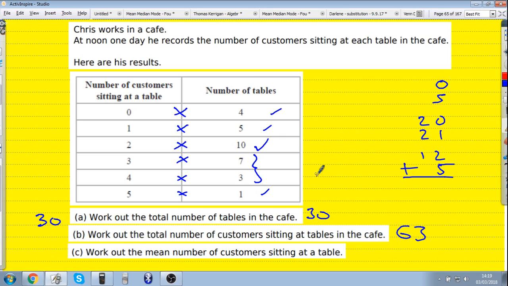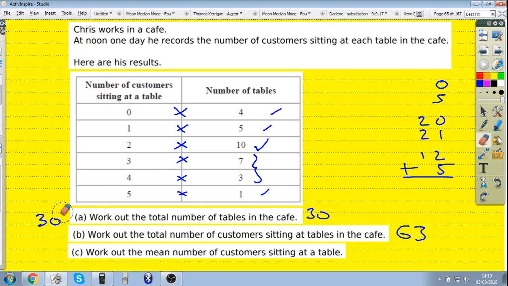Work out the mean number of customers sitting at the table. How do you do that? Do I add 0, 1, 2, 3, 4, 5 and then divide it by 6? No. The mean number of customers per table. So that's like the average customers per table.